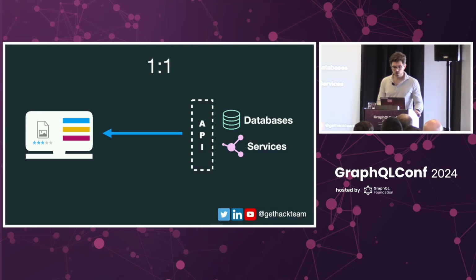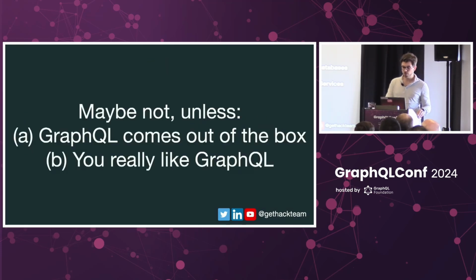So if you have this one-on-one side where you have one API and one front end, it probably doesn't make much sense to use GraphQL unless you, like myself and hopefully many of you, really like GraphQL, or you found a way to get GraphQL out of the box. So if you're using a CMS or a platform that makes it really easy for you to use GraphQL, it makes total sense to use GraphQL in this sort of one-on-one mapping.